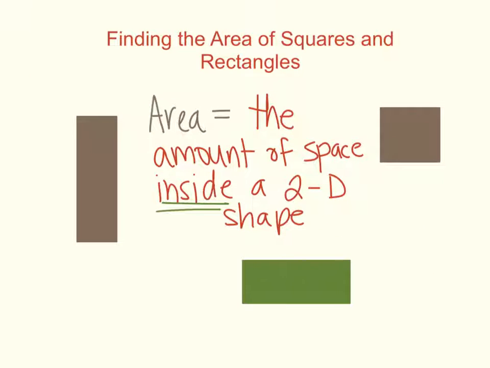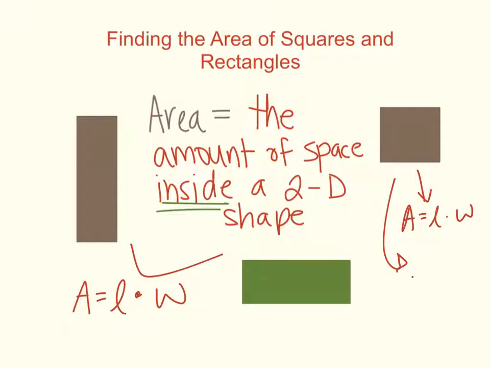So let's just review one more time when we're finding the area of squares and rectangles. Remember, area is the amount of space inside a 2D shape. We're going to use our formula sheet to help us. When we're looking at rectangles, we are going to use our area formula of length times width. And when we're looking at our squares, we could do area equals length times width, or area equals side squared. Both formulas work, and we'll definitely practice this so it becomes a little more clear for you.